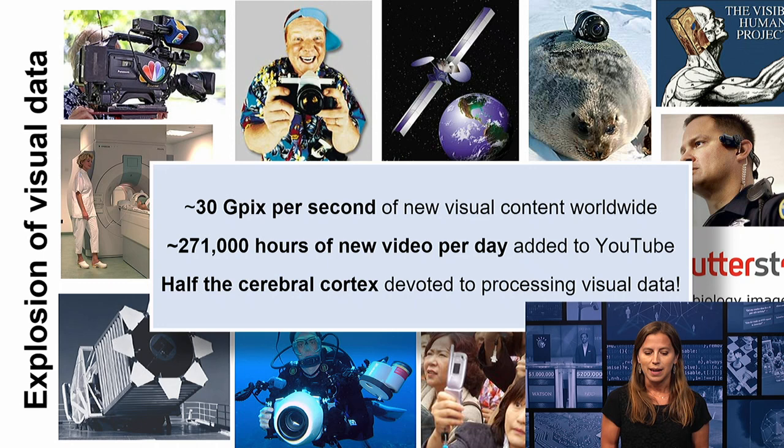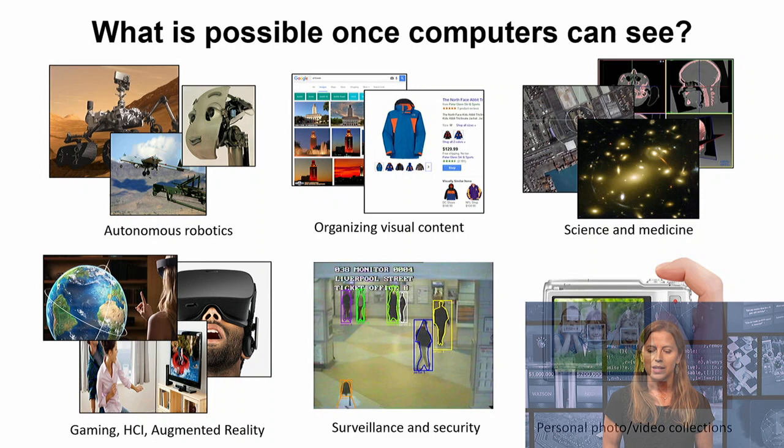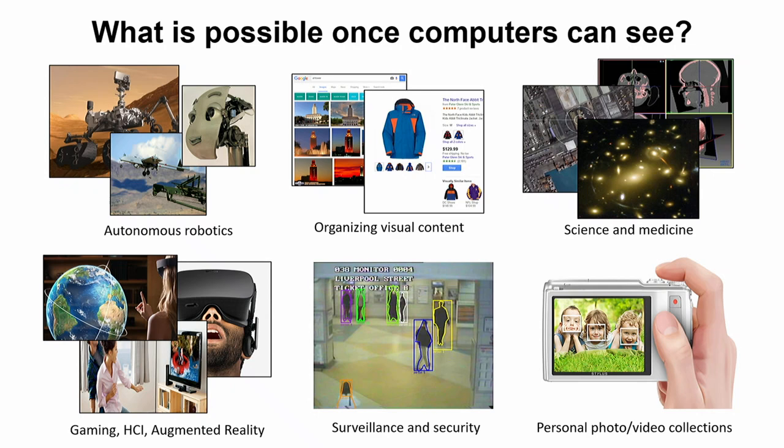And half your brain is devoted to processing visual data. I mention these numbers as just small glimpses of the complexity, scale, and volume of information that is there, that we need computers, and AI in particular, to come in to be able to really organize and make accessible. So then let's talk about those applications in one slide here. What becomes possible once we have computers that can see?